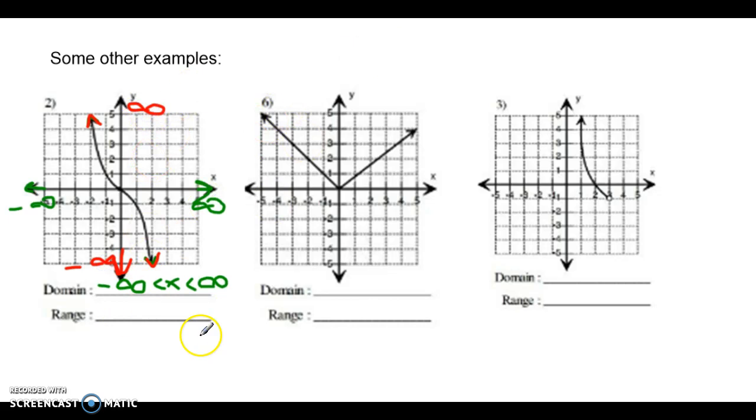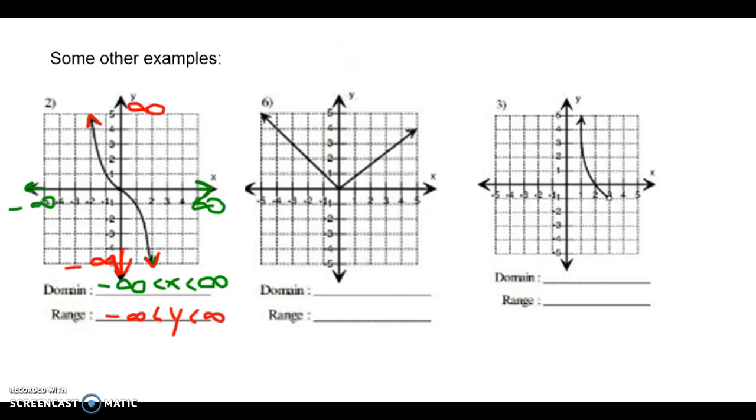So our range actually looks almost identical. The only difference is that it has a y in the center, because when we talk about range, we're talking about the y. So infinity, my infinities. You will get better at making infinities, I promise. Okay, so let's take a look at two more examples.